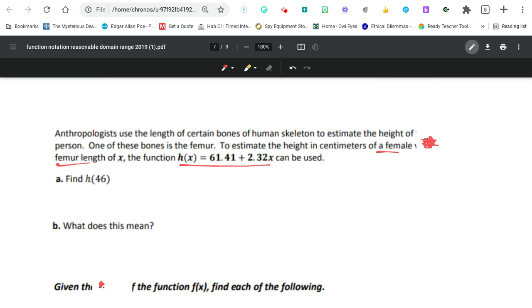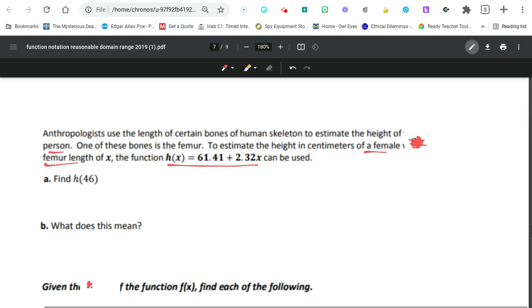All right, it says anthropologists use the length of certain bones of a human skeleton to estimate the height of a person. So they can look at a femur bone. They're looking at skeletal remains and estimate about how tall that person was if they just have the femur. How tall that female was by using this function.